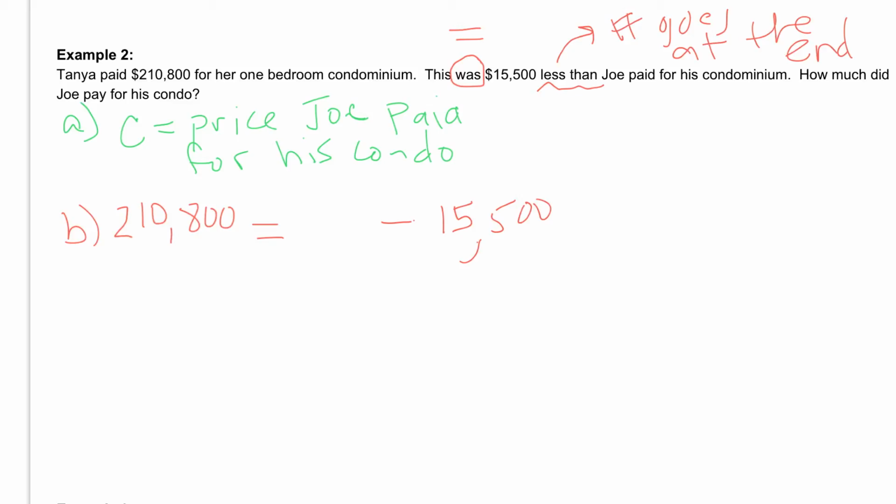What goes in front of that is what Joe paid for his condominium. And what Joe paid for his condominium, that's our variable, which is letter C. So our equation is $210,800 equals C minus $15,500. In letter C, we'll go through and we'll solve that equation. Remember, we don't want to use letter B to do any of our work. We're going to rewrite the equation in letter C so that we can keep letter B looking nice.